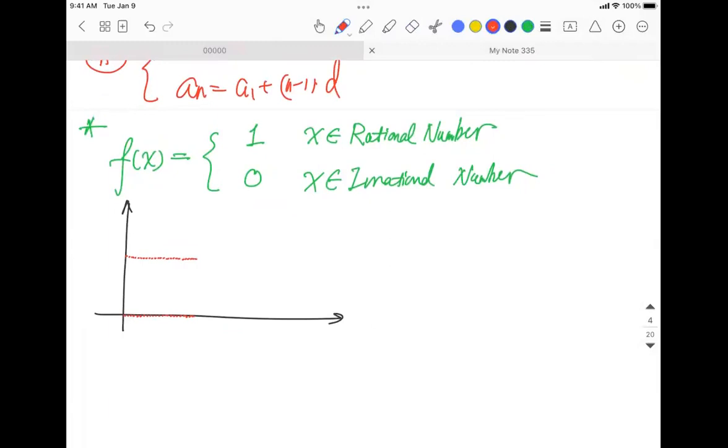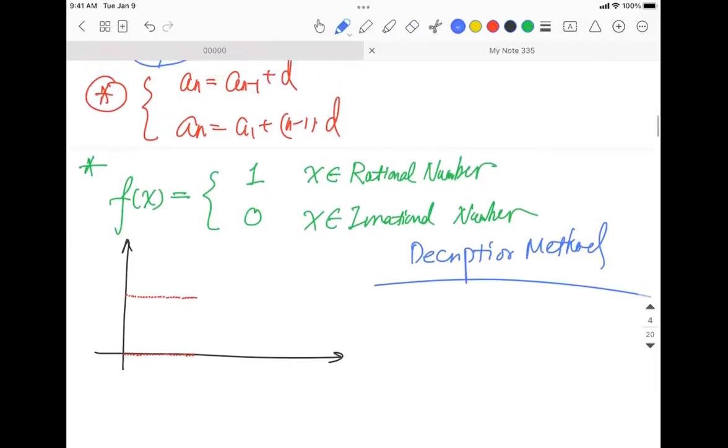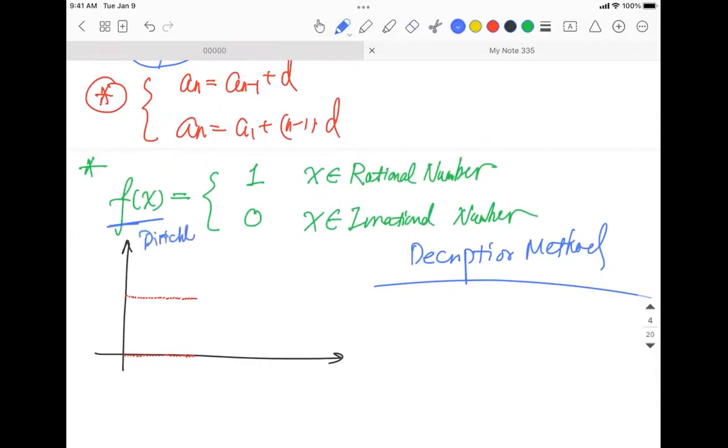You can also define something similar from a sequence perspective. It is quite possible you have some sequences for which there's no way to find a general formula or recurrence formula. You can only use this kind of description method, using human language to try to describe how this function or this sequence looks like. This specific example we call the Dirichlet function, and we can define a Dirichlet sequence based on it.